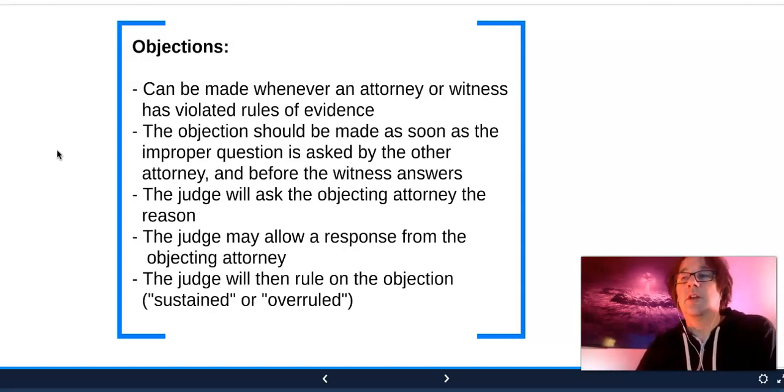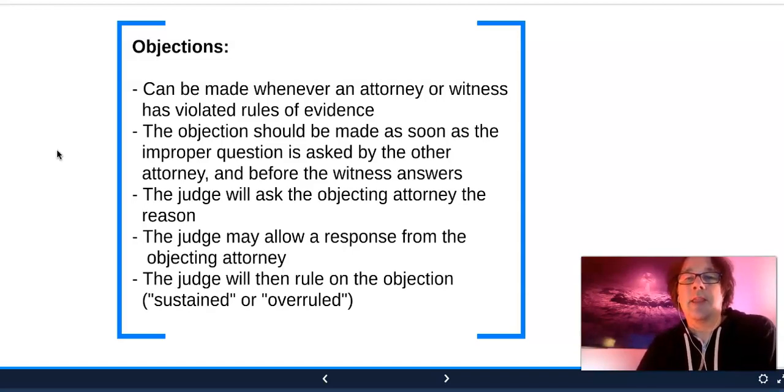So this is why, when the opposing side is questioning their witness, or even cross-examining your witness, it's very important that you're paying attention to what is being said, because you might want to know that information for cross-examination or for redirect. But also you're looking for potential violations of the rules of evidence that you can object to. So the judge will ask the objecting attorney the reason. So why are you objecting?